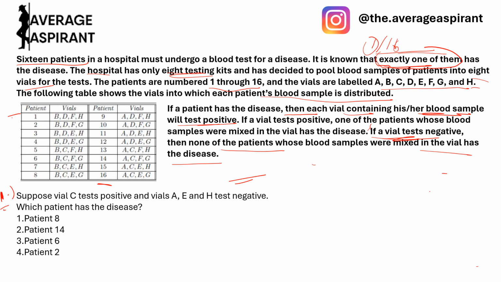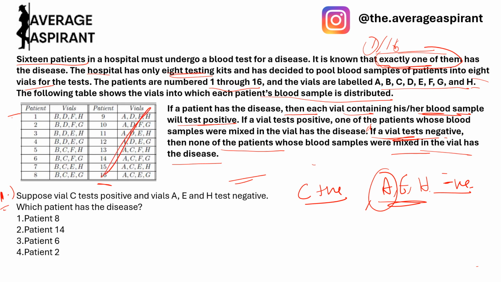Suppose C tests positive, while A, E, and H are negative. Which patient has the disease? Read this line again: if a vial tests negative, then none of the patients whose blood samples were mixed in the vial has the disease. So none of the patients having A in their blood test will have the disease. People having E will not have the disease. People having H will not have the disease.